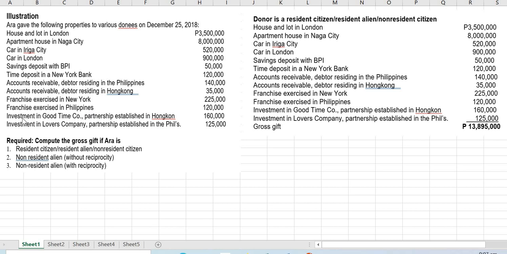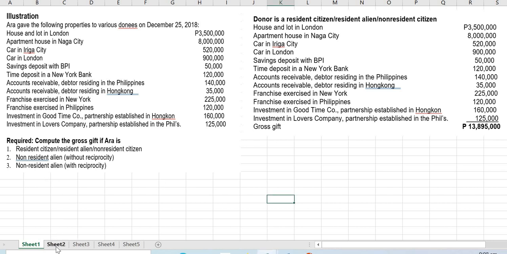So that is without, because it is New York. A franchise exercised in the Philippines, 120,000. Since it is in the Philippines, it is within. Investment in Good Time partnership established in Hong Kong, without, 160,000. And investment in Lovers Company partnership established in the Philippines, within, 125,000. The requirement is to compute the gross gift if ARA is, first, a resident citizen, resident alien, or non-resident citizen. A resident citizen or resident alien is taxable on both within and without, so we just add all the properties, because whether within or without, it is taxable. The sum of all is 13,895,000.